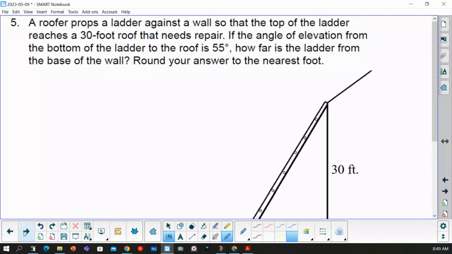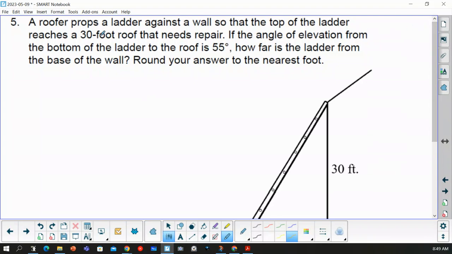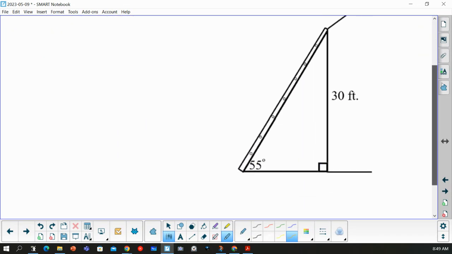All right, we are working on problem number 5 on the Geometry Chapter 8, Part 2, Imposter Test. This is a story problem. I do have the diagram here for you to use. A roofer props the ladder against the wall so the top of the ladder reaches a 30-foot roof that needs repair. And so you can see this here.